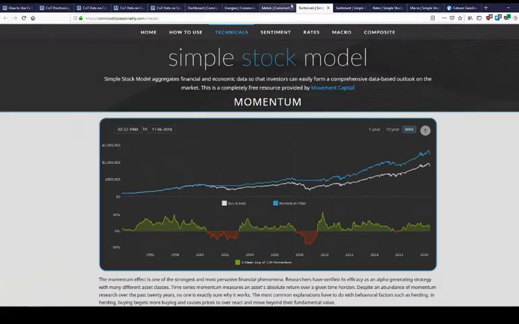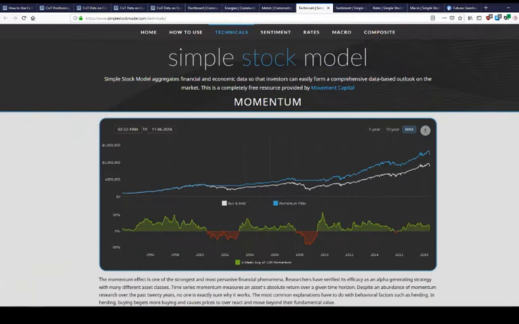Turning to the last website, this is basically how I discern my longer term bias in the S&P. So this is not intraday at all. This is more so like a holding period in weeks or months. And I split up the website based on technical, sentiment, rates, and macro.